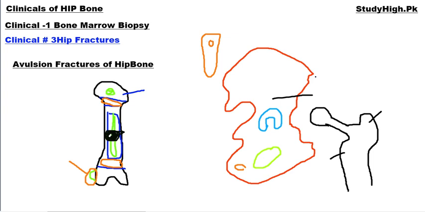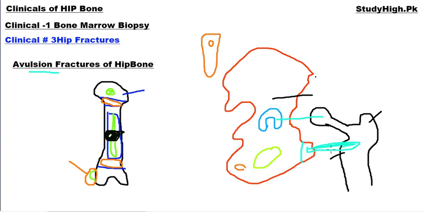So now we are going to discuss the avulsion fractures of the hip bone. First of all, this is the head of the femur that articulates with the acetabulum of the hip bone and is involved in joint formation. Second, there are different types of ligaments that are involved in supporting this joint. Like this is the pubis. A large ligament also originates from this pubis, or a ligament is present between the femur and pubis.